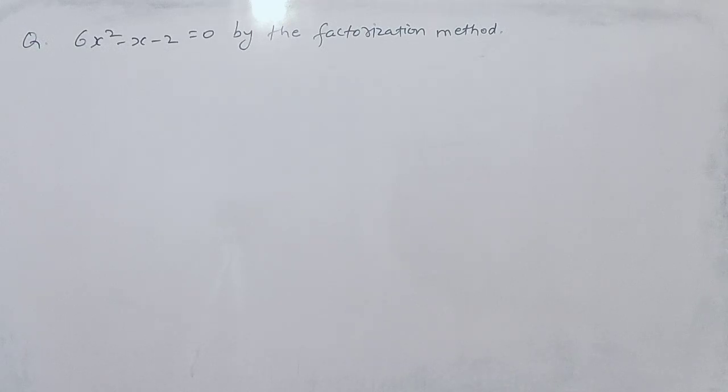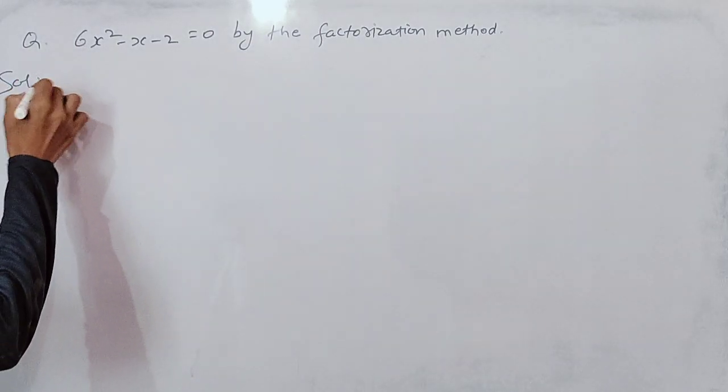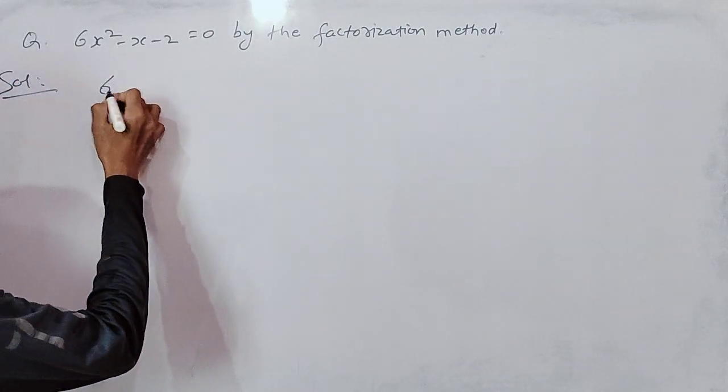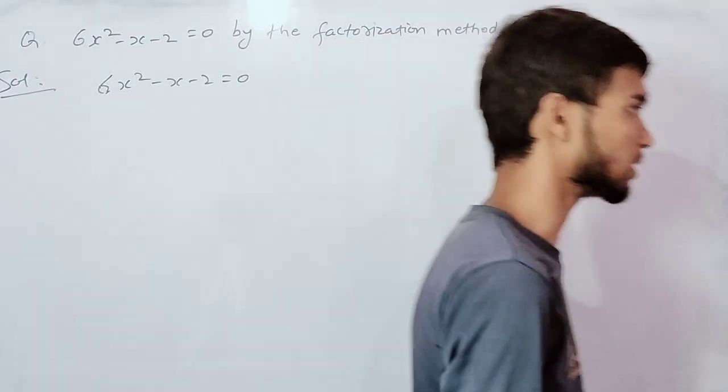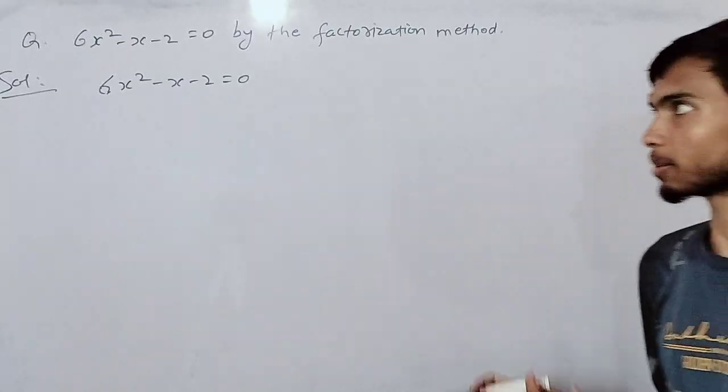I think we can use a splitting method. We have given 6x square minus x minus 2 is equal to 0. This is what we have given. We can use now a splitting method.